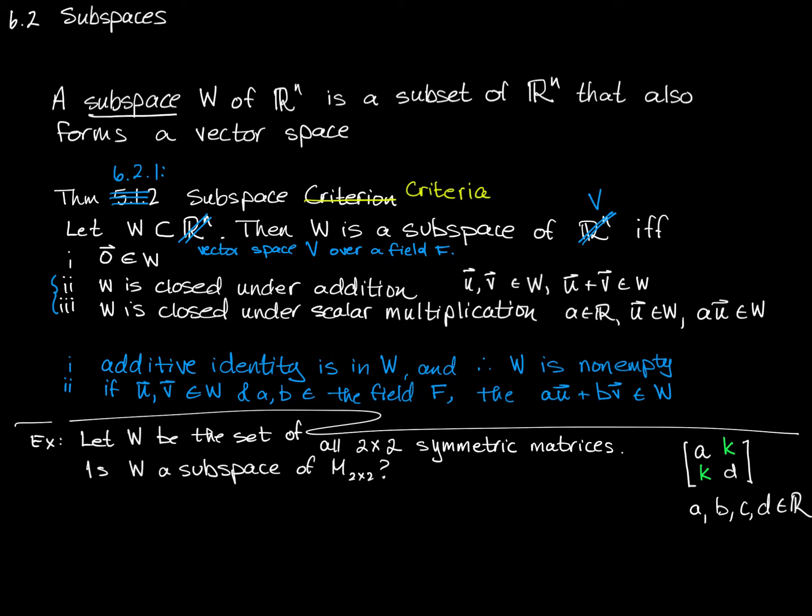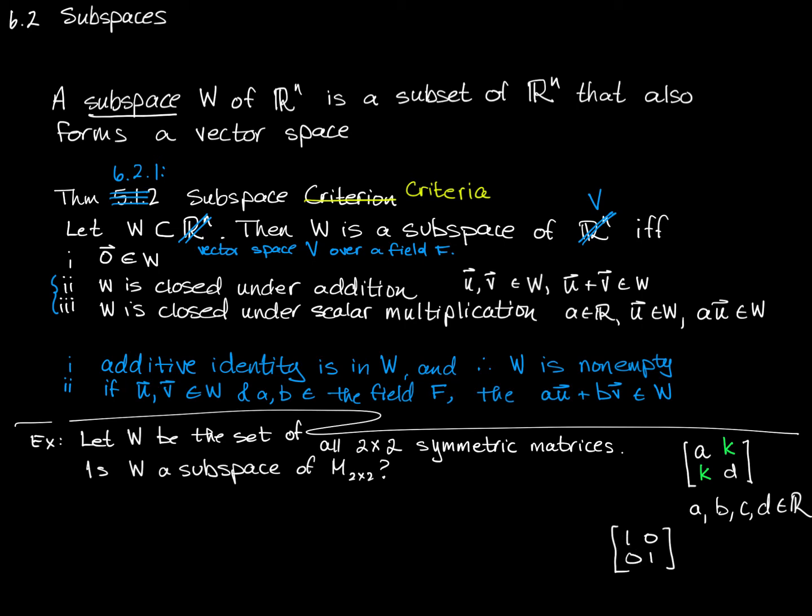Now we need to check and make sure that it's non-empty. To be non-empty, there just needs to be one such matrix. For example, I could use 1, 0, 0, 1. That matrix is in M 2 by 2 because it's a 2 by 2 matrix, and it's in W because it's symmetric. These two values are the same. These two values also happen to be the same, but it doesn't matter.